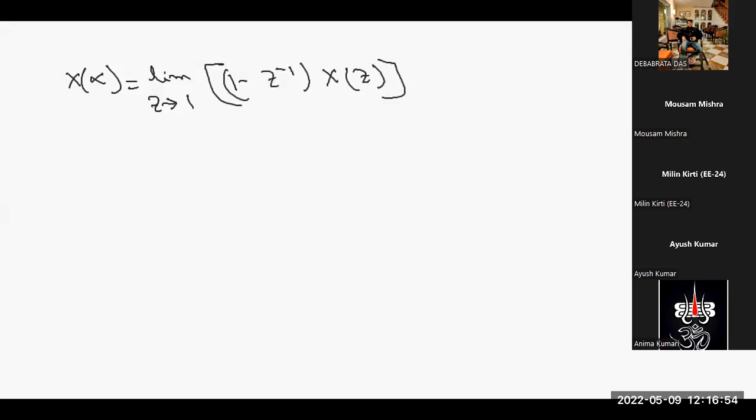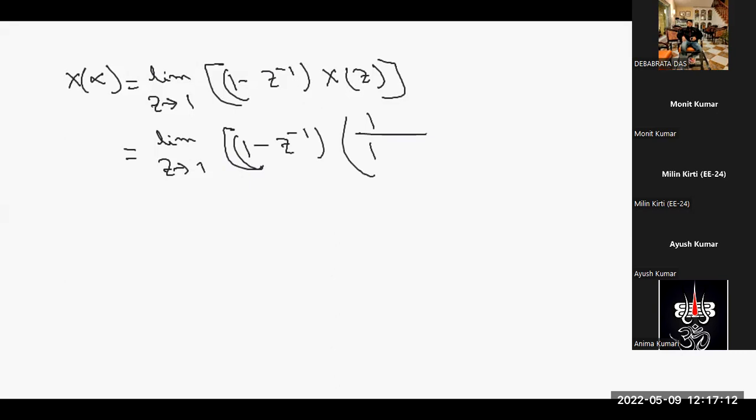So now these are the same thing. Limit z tends to 1, that is 1 minus z inverse, and the value of X(z), you know that from the given question, this is 1 by 1 minus z inverse minus 1 by 1 minus e to the power minus at into z inverse. So you can easily put these equations also.